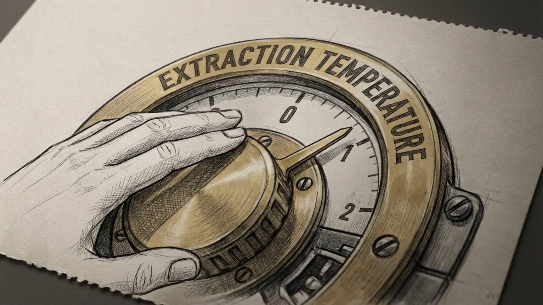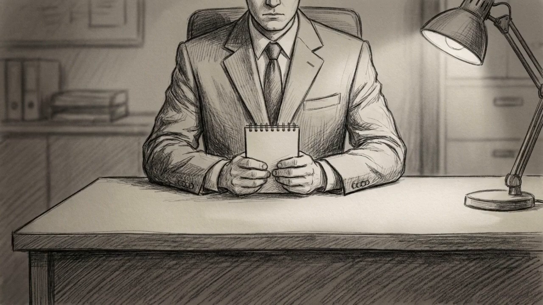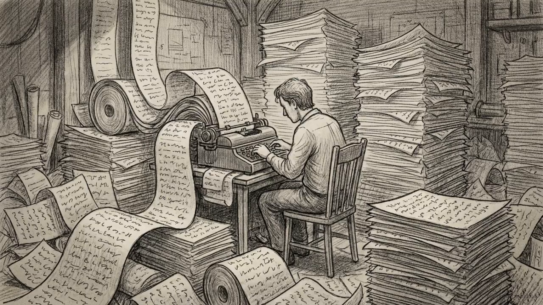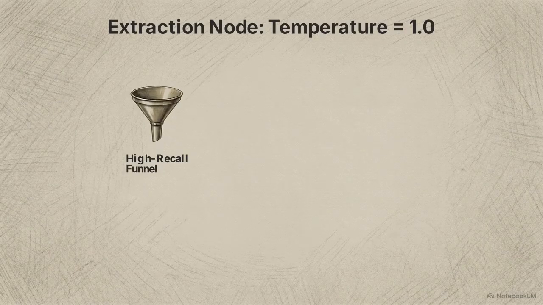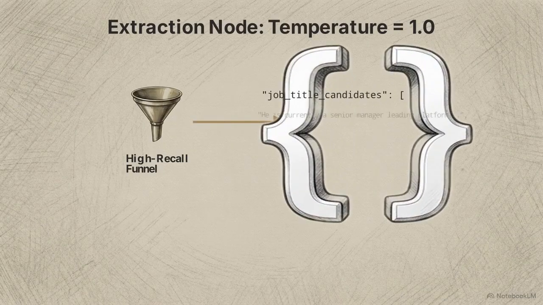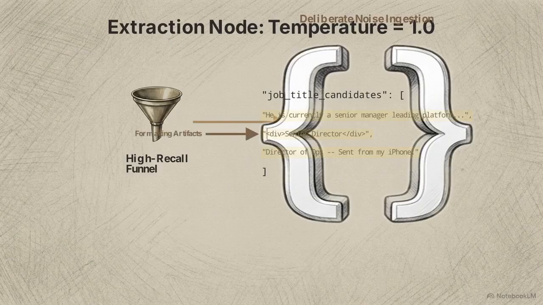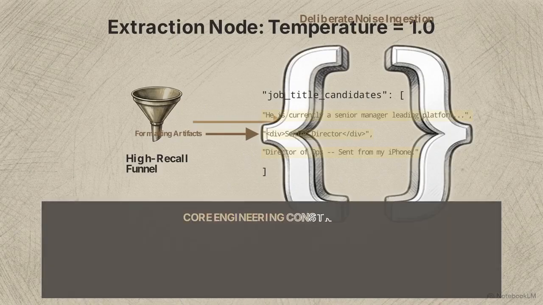You have to deliberately turn the extraction temperature up to 1. This alters the model's operational role. At temperature 0, it acts as a cautious intern who only writes down what they are absolutely sure about. At temperature 1, the model becomes a generous stenographer, writing down everything it thinks it heard so you can verify it later. On the temperature 1 path, the JSON payload expands rapidly, capturing multiple imperfect candidate strings for the job title instead of a blank. The trade-off is visible. The system deliberately ingests noise, returning run-on sentences and formatting artifacts mixed with valid data.